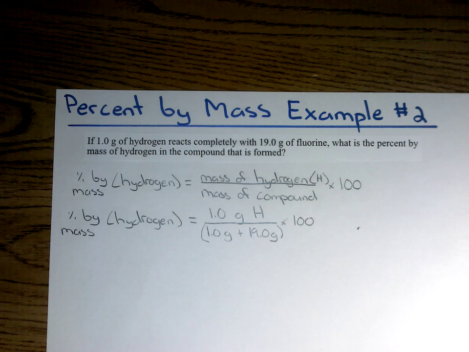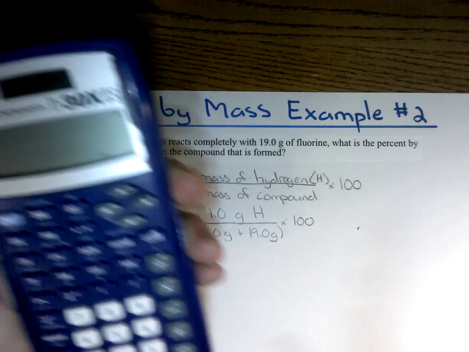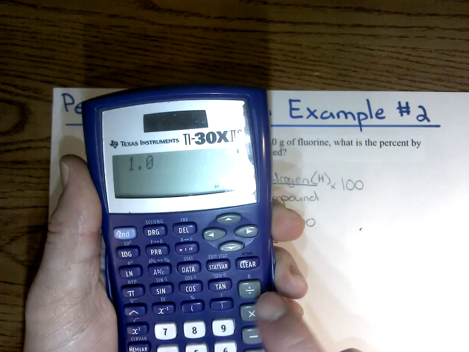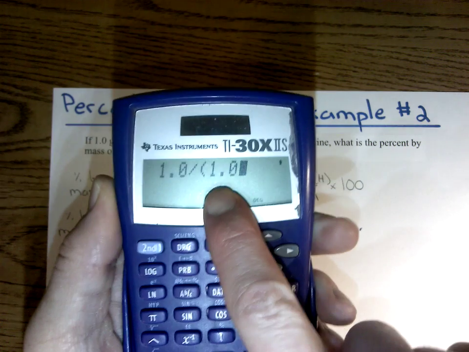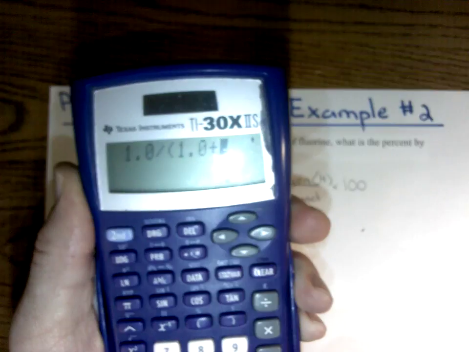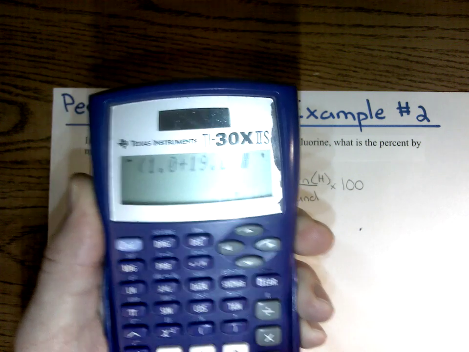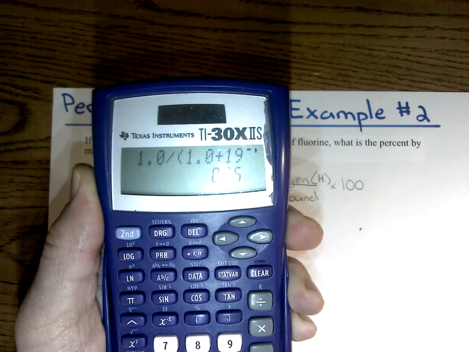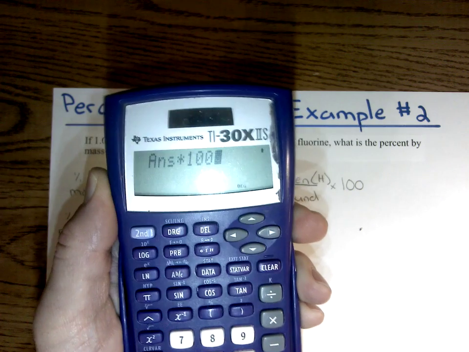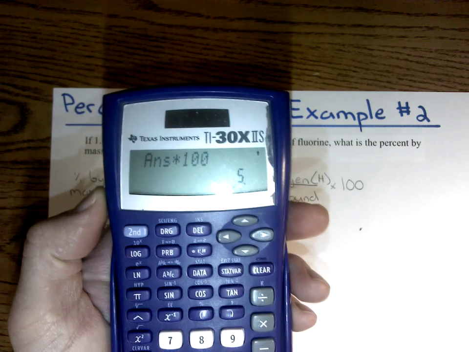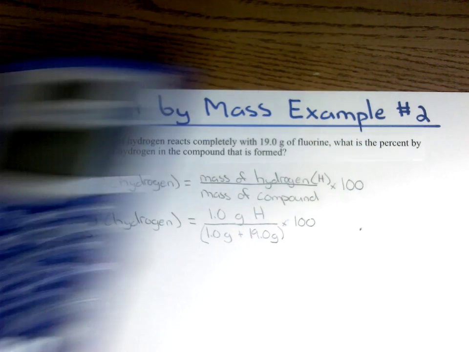So when we go to find percent by mass of hydrogen, we're going to take 1.0 and divide it by 1.0 in parentheses. Notice how I did that. Plus 19.0, and we close that parentheses. Now, remember, we need to multiply this by 100. And so we would get an answer of 5.0.